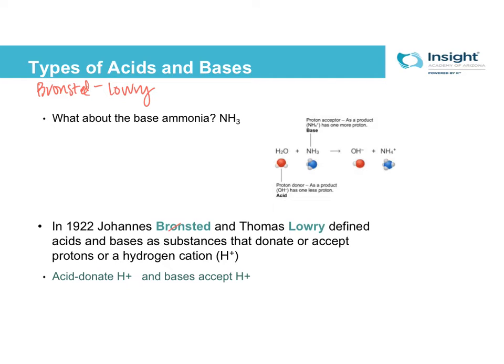The difference with Bronsted-Lowry acids and bases is that we identify acids as anything that donates a proton. Instead of just having a proton in its formula, it's going to give away a proton. And then really the big difference is that a base is anything that is then going to go and accept that proton.